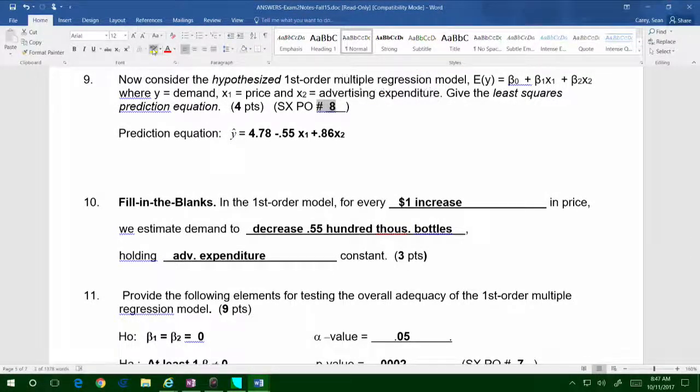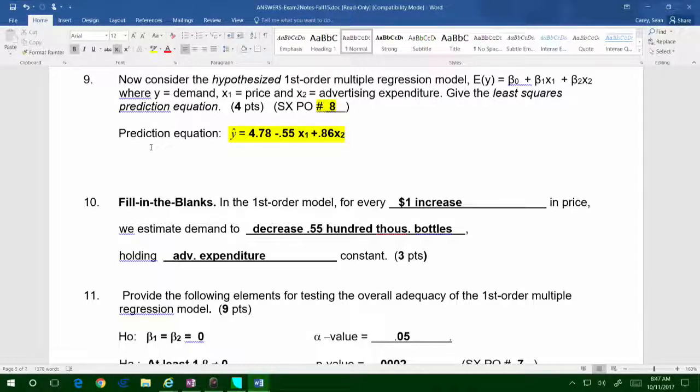That should be a 7. Okay, and there's our equation. It's the estimated betas now. Okay, notice I have put in the x1 and x2 in the right spots. Okay, so then fill in the blanks. So I'll leave out the answer right now.